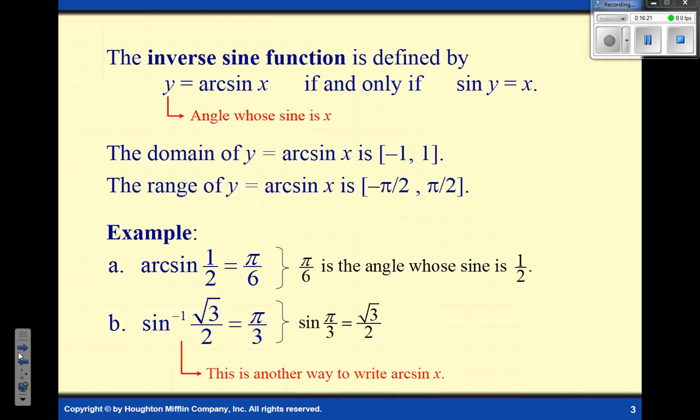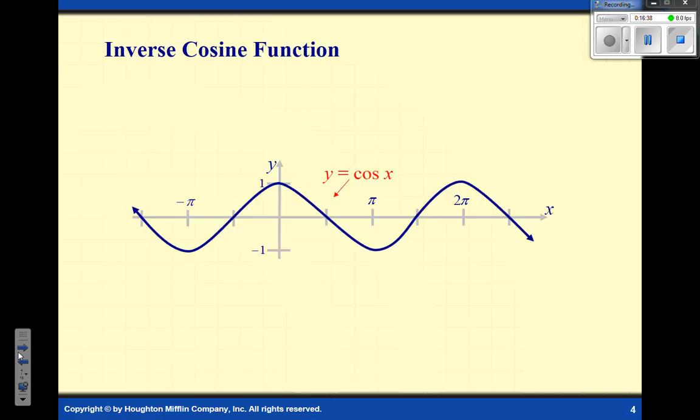I cannot take any answers for inverse out of the third quadrant. The third quadrant is what we call a dead zone. And in just a minute, when I draw the whole graph, I'll show you what I'm talking about with the third quadrant. But we don't take any angle values out of the third quadrant. Okay? All right, let's move on to cosine.